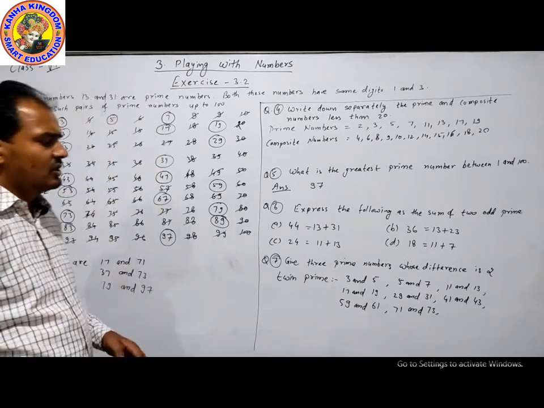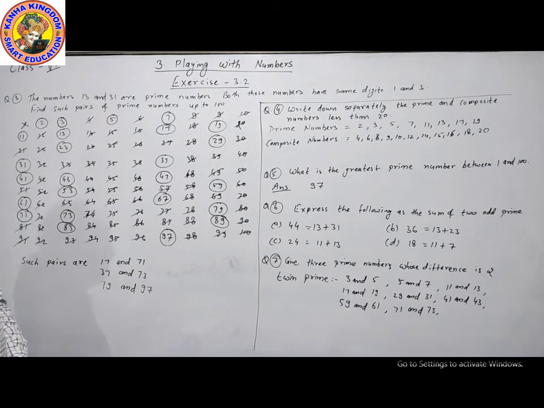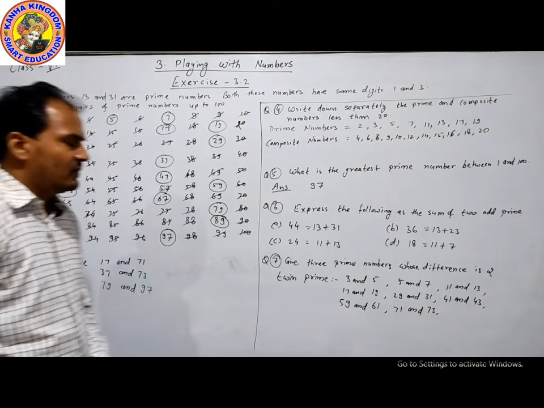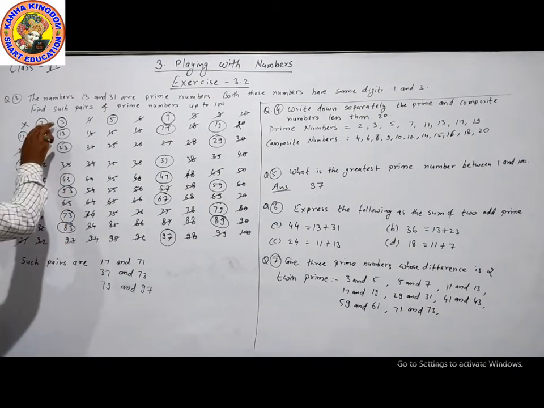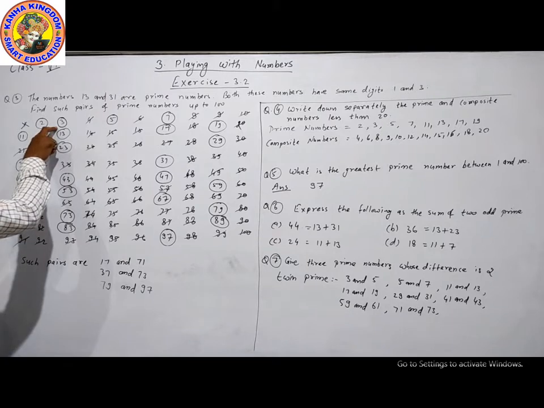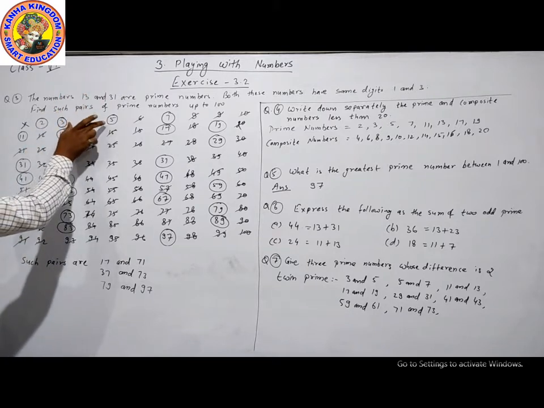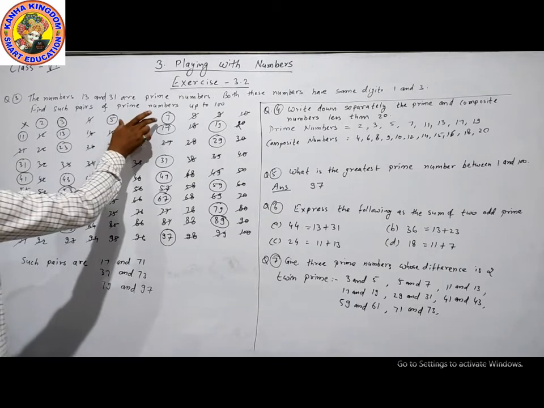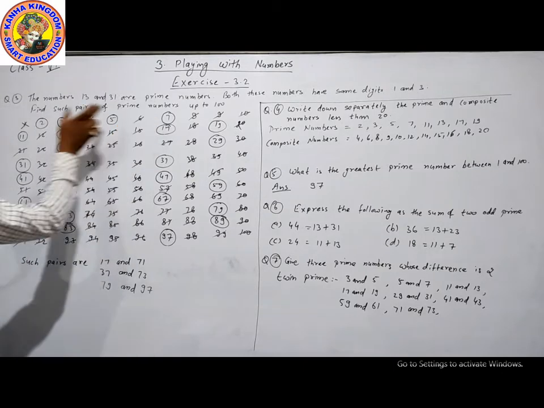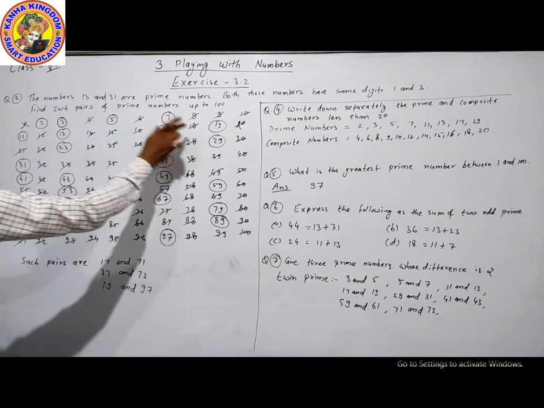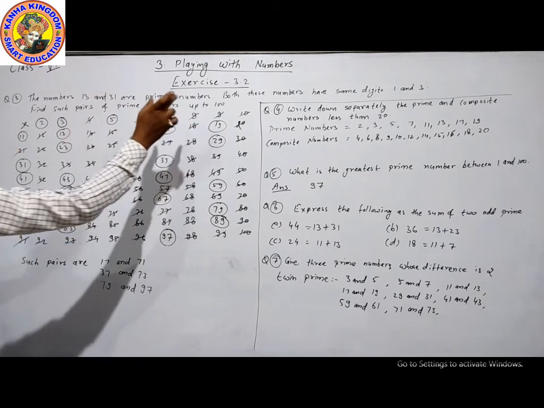Question number 7. Give 3 prime numbers whose difference is 2. Such pairs of prime numbers are called twin primes. Now 2 and 3 have a difference of 1, so these are not twin primes. 3 and 5, difference is 2. 5 and 7, difference is 2. 11 and 13, difference is 2. 17 and 19, difference is 2.